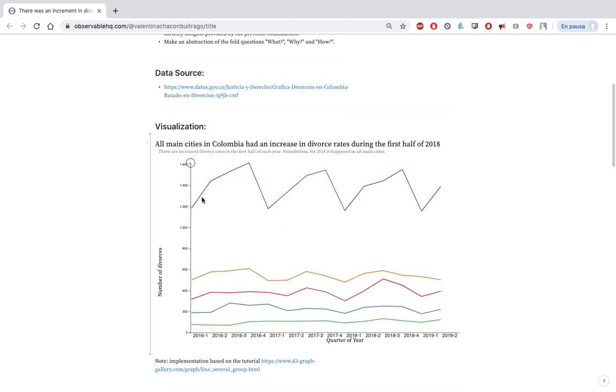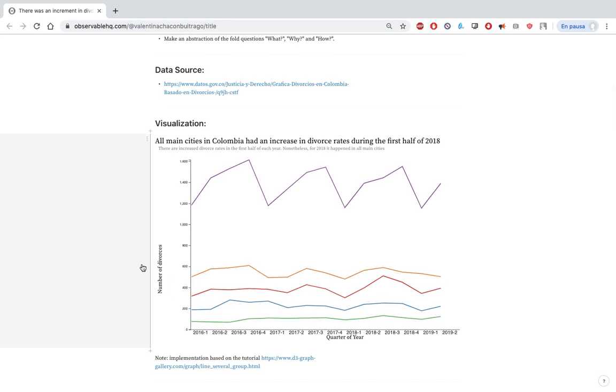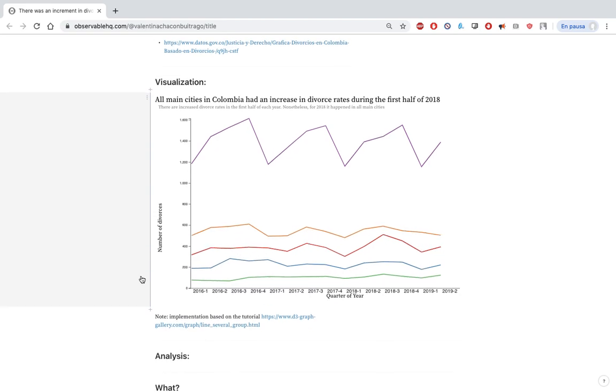I took my data from an open source Colombian government data place. And this is the visualization. Each color represents one of the main cities in Colombia, which are either Bogotá, Medellin, Cali, Barranquilla, or Cartagena. In the y-axis, we have the number of divorces, and in the x-axis, the quarter of the year. So we can see how the number of divorces changes per year.